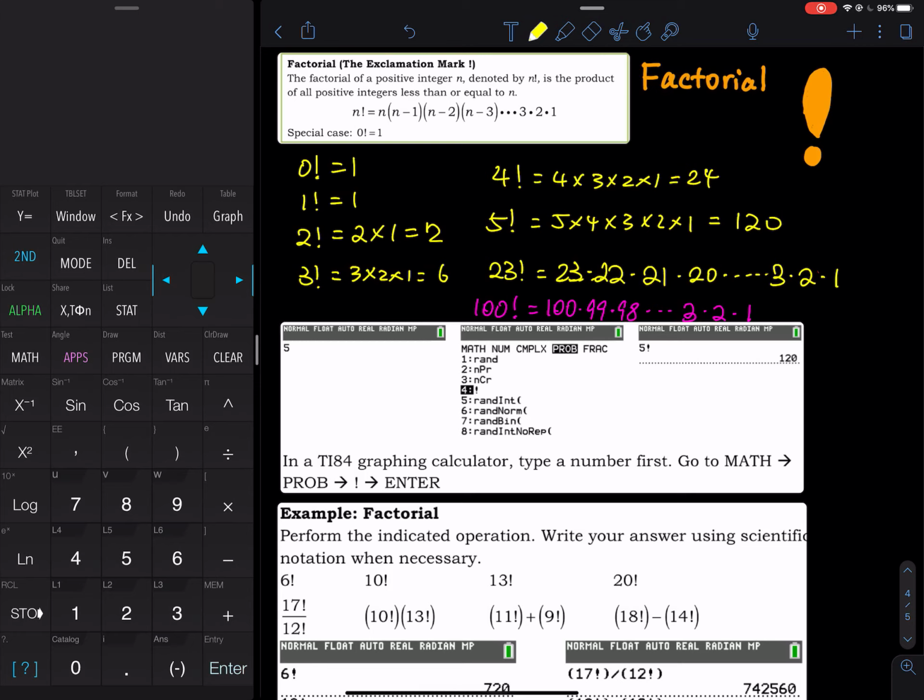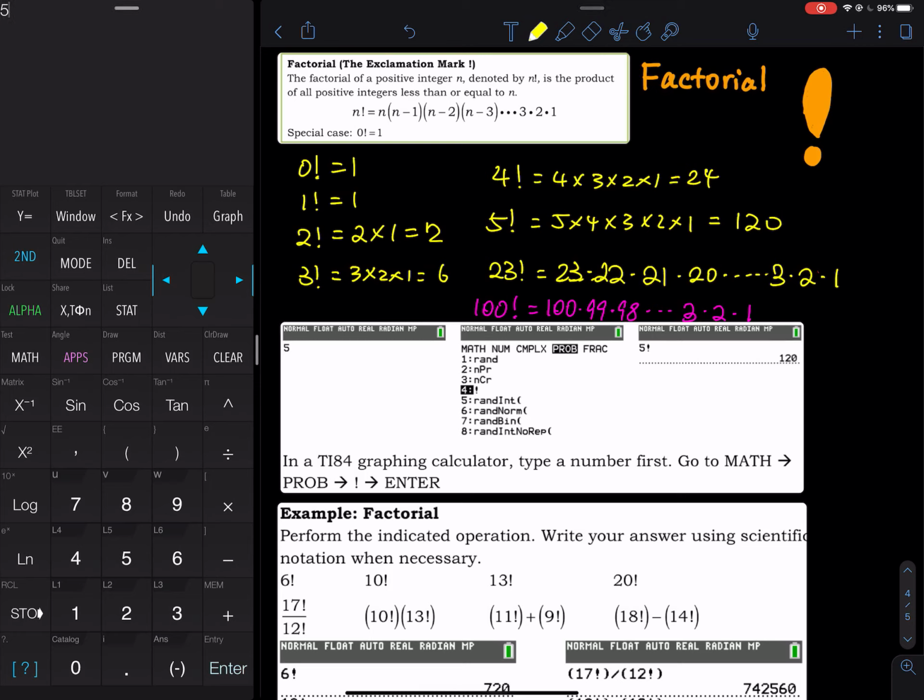But for 100 factorial, do you want to type 100 numbers on your calculator? The answer is no, that is not necessary. There is a way to evaluate factorial without typing the whole expression out. I have a few screenshots in here from my TI-84 Plus CE. So here is how we do it. First, we type the number that we want to take the factorial of. So I have a 5, right? So first you type a 5.